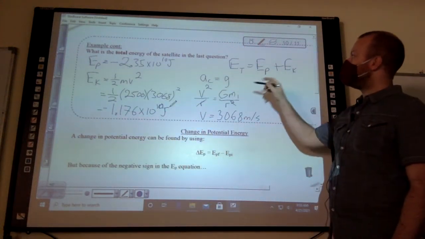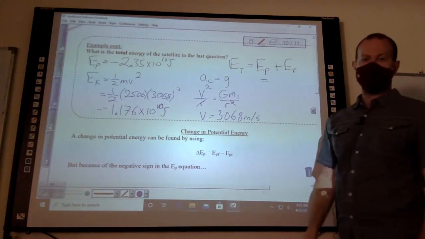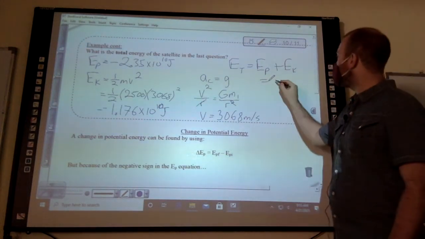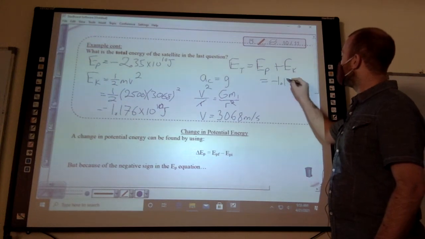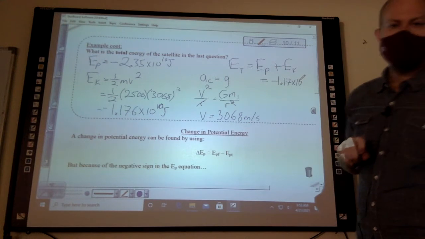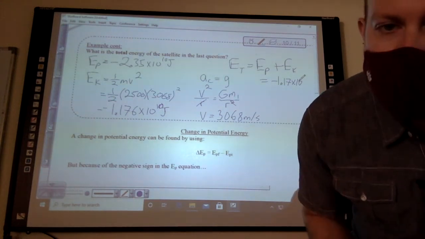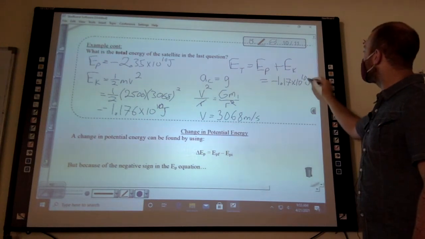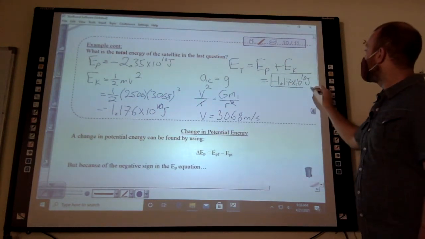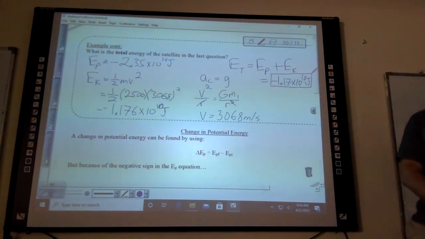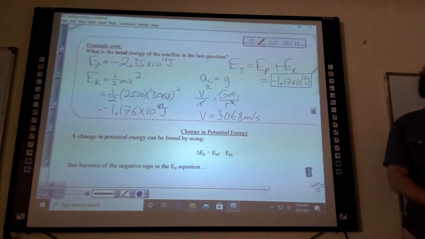Now I add the EP and the EK so that I get a total energy of negative 1.17 times 10 to the 10, right? Yeah, 10. So this is the total amount of energy that this object has while it's in orbit.